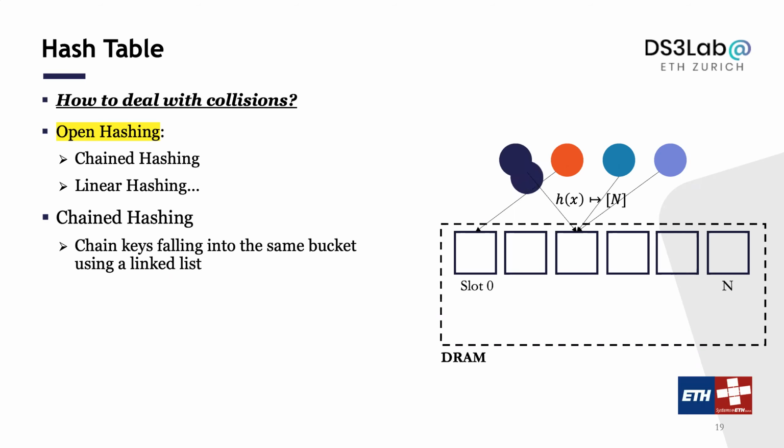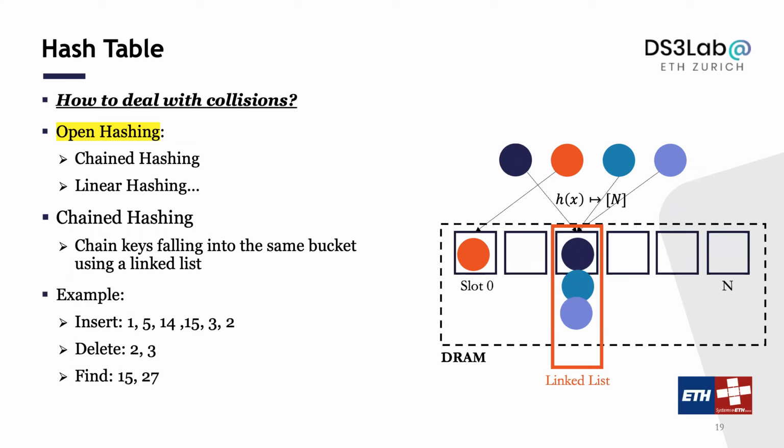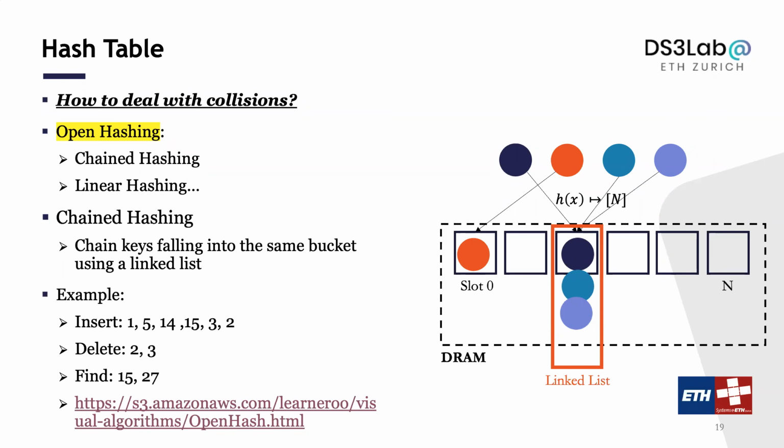Here, for example, the blue one goes to the third bucket, the orange one goes to the first one, and the green one goes to the third bucket. You just create a linked list. So the purple one goes to this, and you just have a linked list to link everything together. It's very, very simple. So let's look at one example to make sure we understand this.